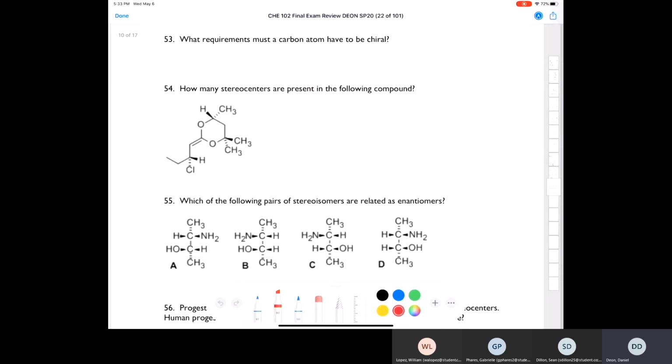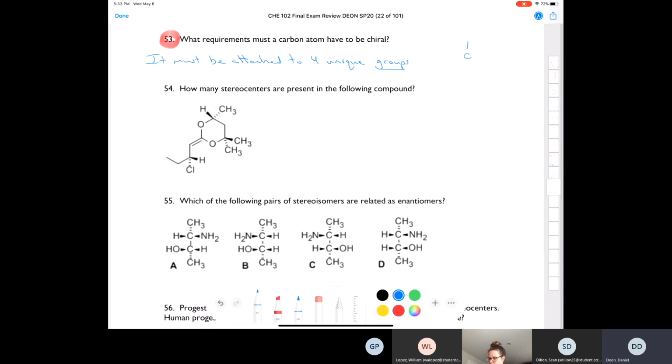Question number 53 says, what requirements must a carbon atom have to be chiral? And this is one that just requires some hardcore, straight up memorization. The carbon atom must be attached to 4 unique, not unique atoms, but unique groups. So 4 unique groups.